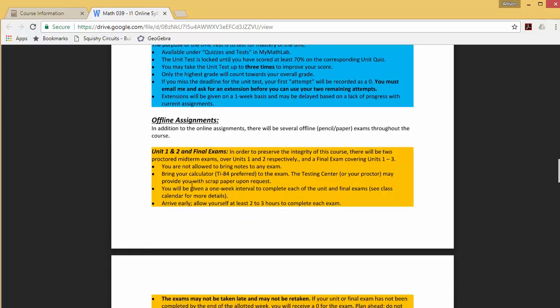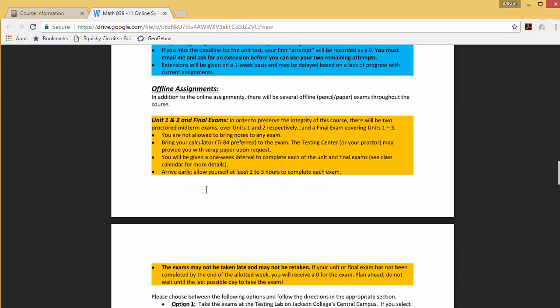Now for offline assignments, we have a few exams that you're going to complete on paper and pencil. There are 3 exams this semester. There's an exam on Unit 1, there's an exam on Unit 2, and there's a final exam. Okay? You're not allowed to bring any notes to the exam. You do need to bring your own calculator. They will not provide you with one. And because these exams need to be scheduled on your own time in the testing center, you will be given a 1-week interval to complete each of the exams. The class schedule and calendar has the dates, so you can plan ahead for those weeks.